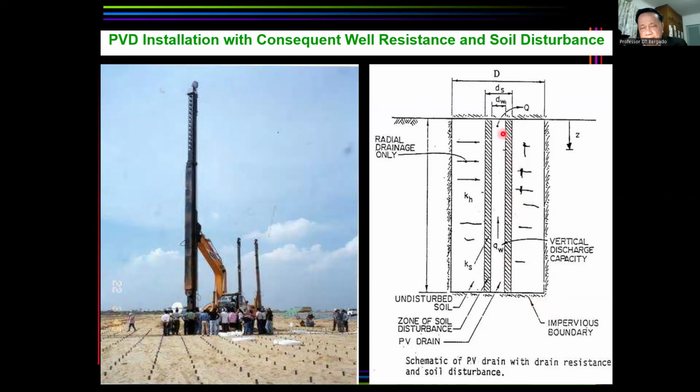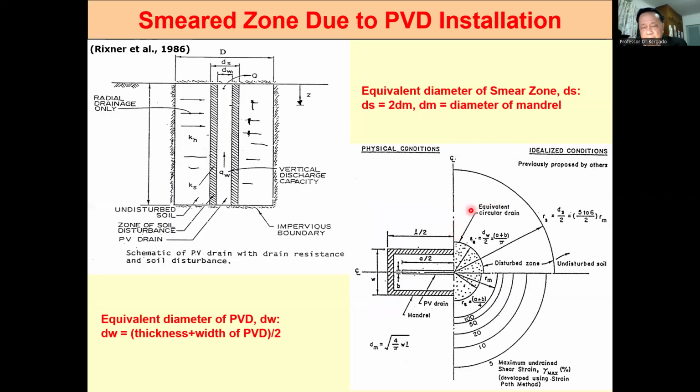By the installation of PVDs, there is a distorted zone, also called the smear zone, caused by the installation. The permeability Ks is smaller than Kh. The degree of the smear depends on the ratio of Kh over Ks. The distorted zone or smear zone is a function of the equivalent cross-sectional area of the mandrel that is used to install the PVDs.